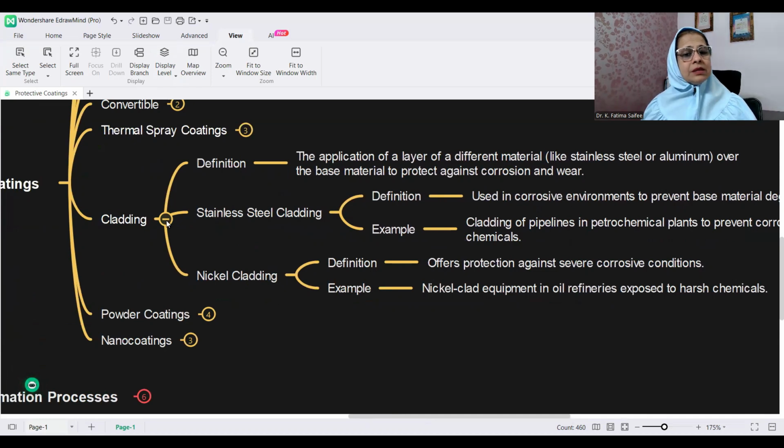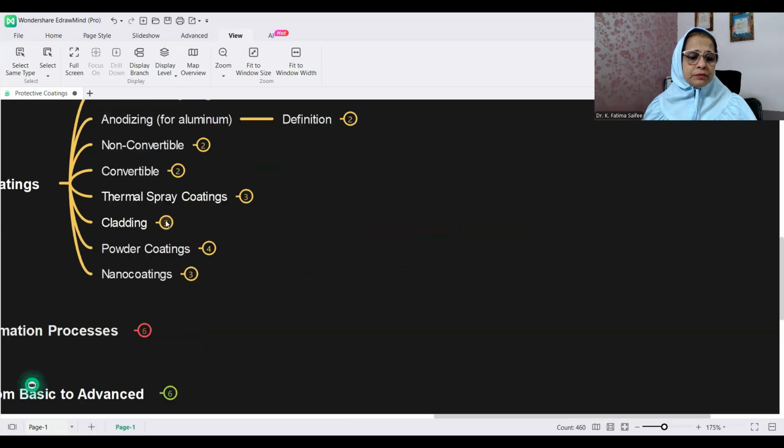But there are some other uses of protective coating, like for color coding, for hazard or safety purposes, for enhancing the glow, or for illumination. So there are different reasons we are using protective coating.